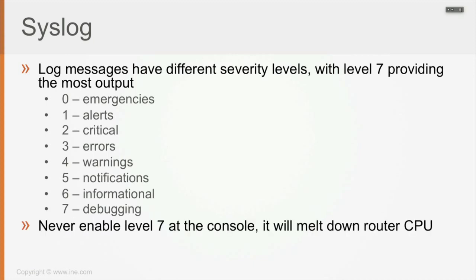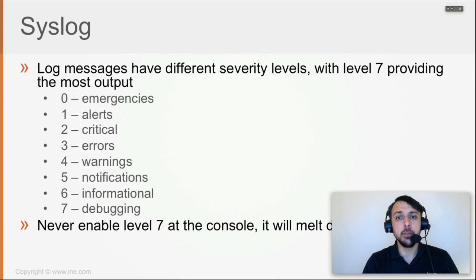And now you should never enable level 7 at the console. It will melt down the router CPU. Whenever you want to do debugging on the router in a test environment, you can do whatever. It doesn't matter, because even if you enable the debugging level at the console and then activate the debug, it is not going to crash the router or melt the CPU, because there is no real-life traffic transiting the router to end up with a huge amount of output as a result of the debugging being performed.